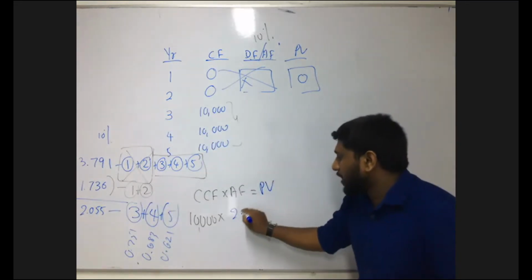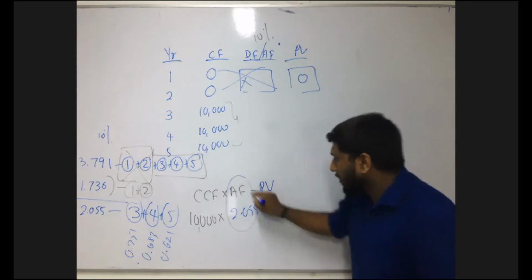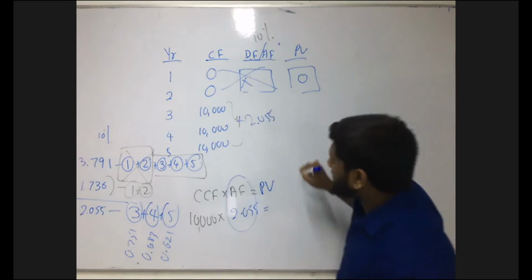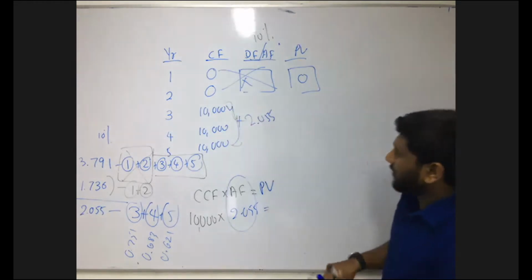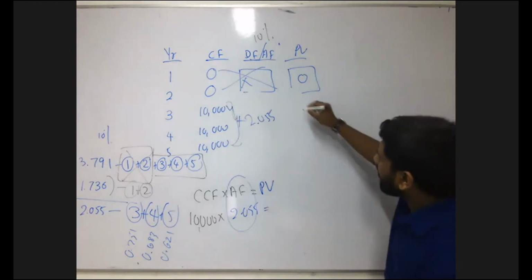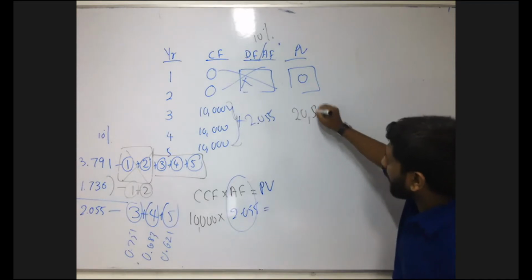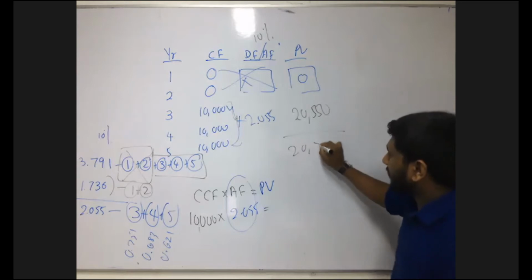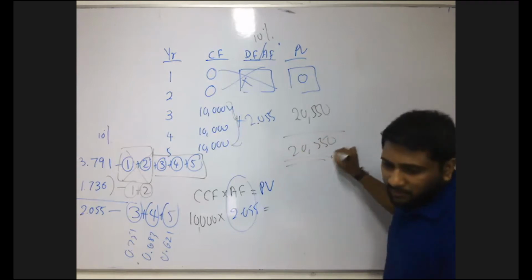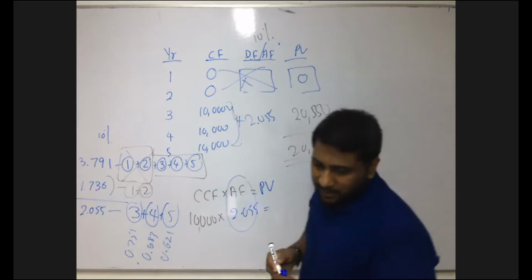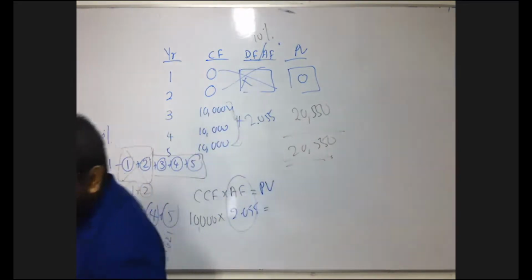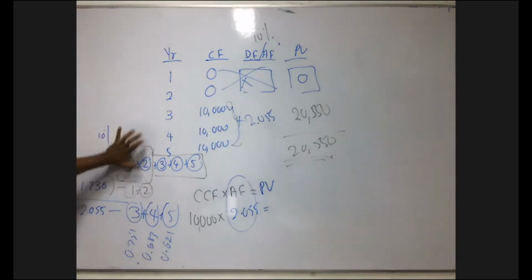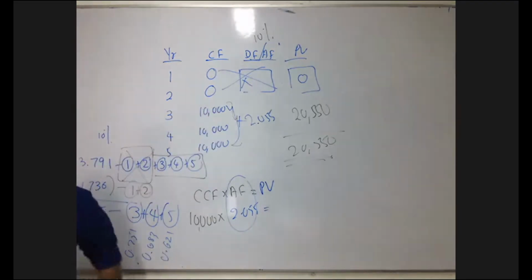Then 2.055 is the annuity factor for all these three cash flows. Then what's the present value, guys? Here you get 20,550. What is the total present value? 20,550. Is that clear, people? Yes or no? Can I get a reply? Did you understand how to use the annuity table to get an answer for something like this?